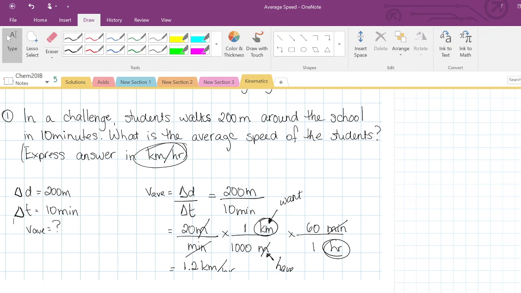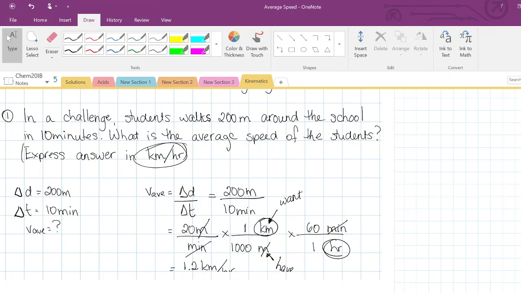We're going to show our formula. V average is equal to our delta D over our delta T. We'll insert our values, 200 meters over 10 minutes with units. Okay, and now we could do this one of two ways. So the first way I've shown you here is I'm going to do the unit analysis right away.